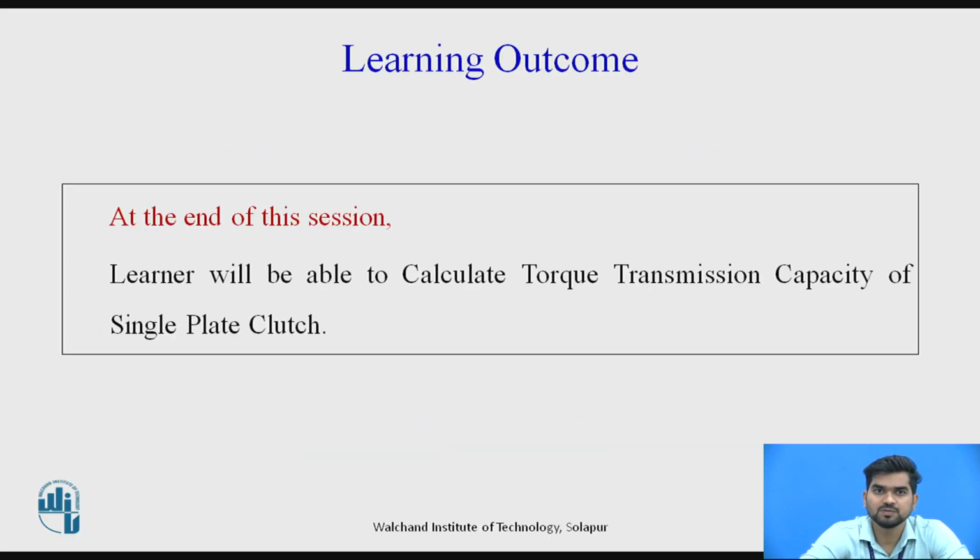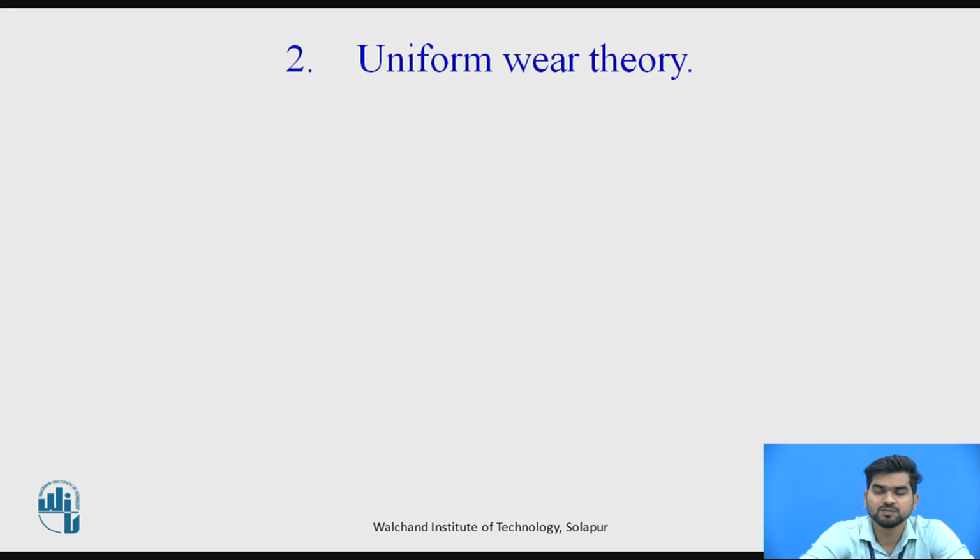So the learning outcome of this session is that the learner will be able to calculate the torque transmitting capacity of the single plate clutch. So this is the second theory. In the last session we saw the uniform pressure theory. This is the second, that is, the uniform wear theory.